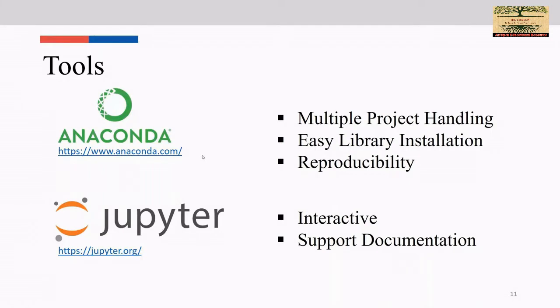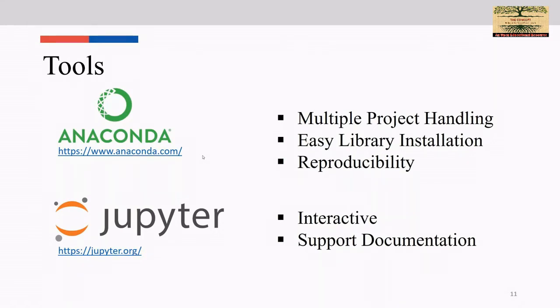The first one is Anaconda. What is Anaconda? Anaconda is an integrated environment where you can manage multiple projects. You can handle easy library installation. You can install your library easily. You can reproduce your code on another machine in a single click. So Anaconda is an integrated environment where you can manage your code, write your code, reproduce your code, and easily install your libraries. So Anaconda combined with Python is a good, fastest solution if you want to run your machine learning project.